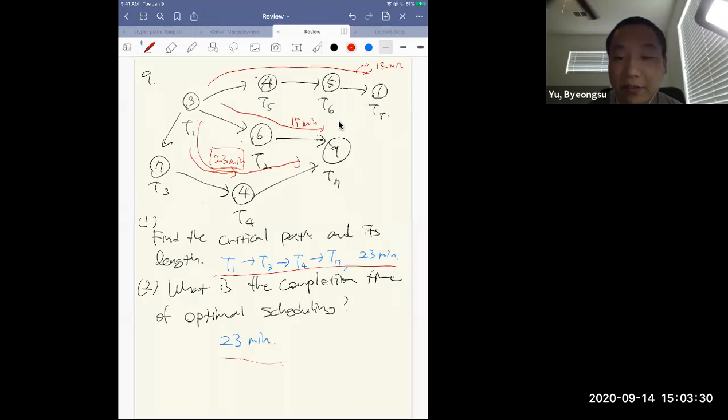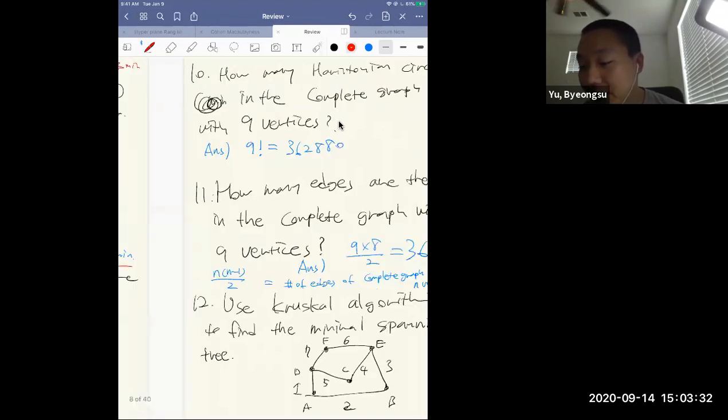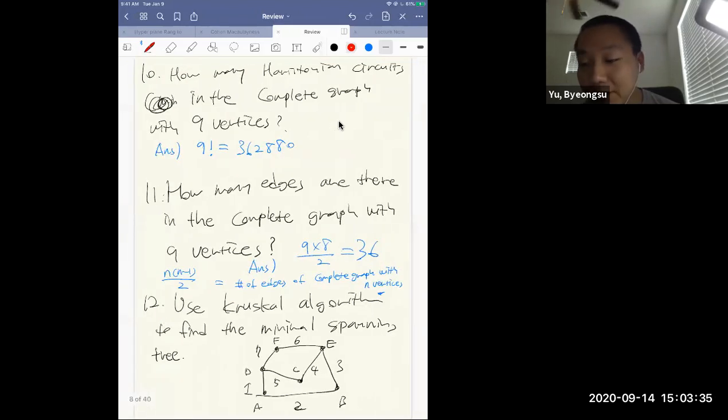Great, thank you. Okay, and the next one is about the Hamiltonian circuit. How many Hamiltonian circuits are there in the complete graph with 9 vertices? If you look at the complete graph, we know from the formula that the number of Hamiltonian circuits in the complete graph with 9 vertices is just 9 factorial. Then you can calculate the rest with your calculator.